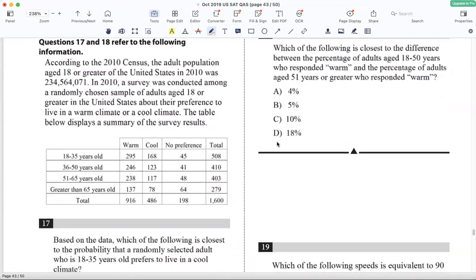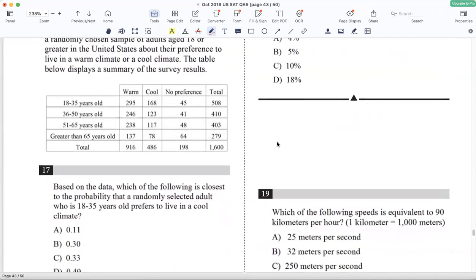According to the 2010 census, the adult population aged 18 or greater of the US in 2010 was 234 million. In 2010, a survey was conducted among a randomly chosen sample of adults aged 18 or greater in the US about their preference to live in a warm climate or a cool climate. The table below displays a summary of the results.